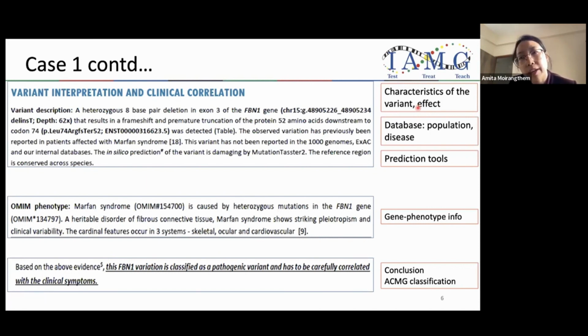Is it a missense variant? Is it a truncating variant? And what is the predicted effect of the variant? Is it likely to cause a splicing defect? Is it likely to cause a premature truncation of the protein, etc.?